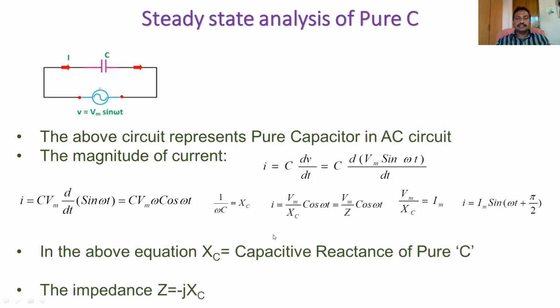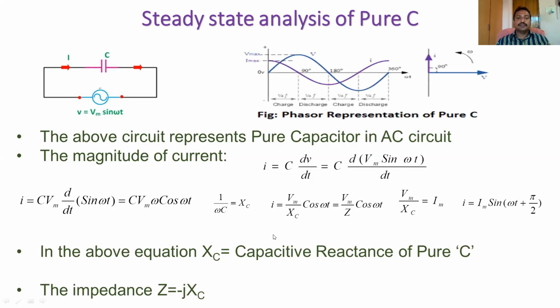So these parameters we analyzed in the case of pure C, as well as the phasor representation. The current phasor leads by an angle of 90 degrees with respect to the voltage phasor. See here also, the current phasor leads by 90 degrees with respect to the voltage phasor. So here you see that the current phasor is ahead of the voltage phasor.